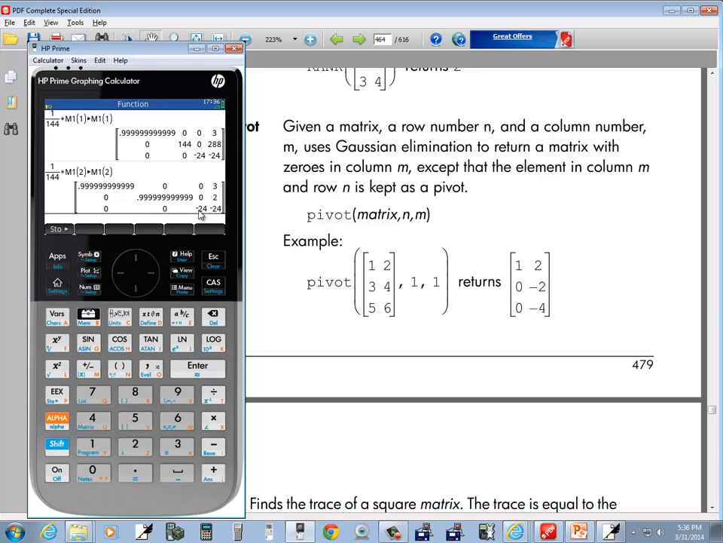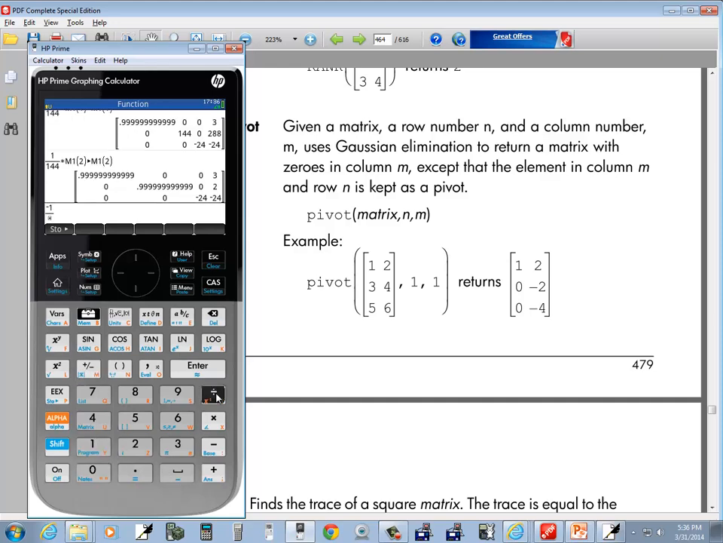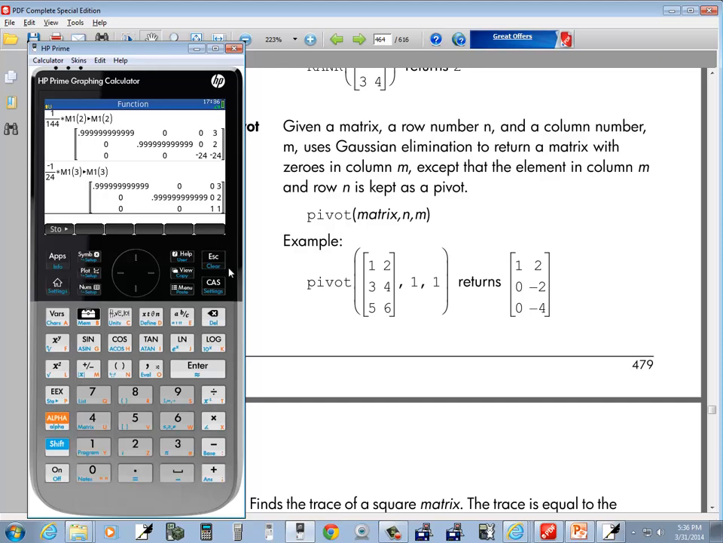But anyway, in this one, I'll multiply the entire row by negative 1 over 24. So negative 1 divided by 24, right arrow to get out of the fraction, times M1, row 3, right arrow, and then shift EEX, and that's going to give us our new row 3. And press enter. That one came out as 1. These had some rounding issues.